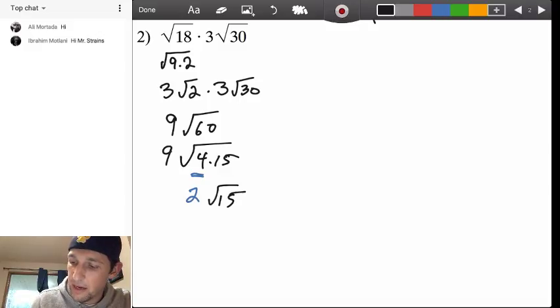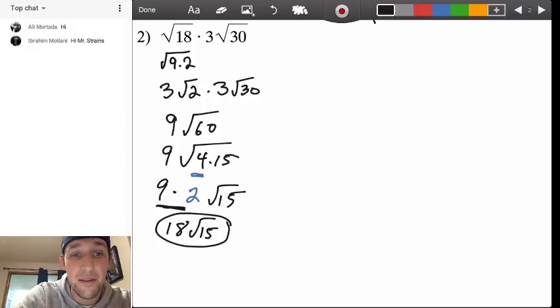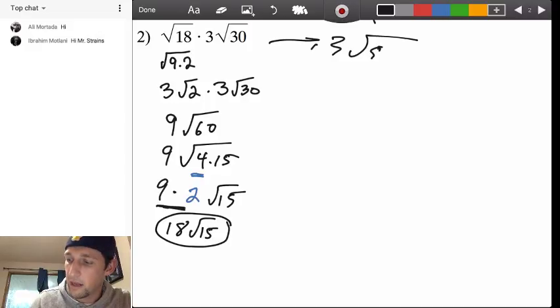But I've still got my 9 on the outside. I'll combine those and make it 18 root 15. Okay, guys, there were a couple different paths to a right answer there. You could have simply multiplied 18 and 30 right off the bat and gotten 540. So you could have done that. You could have said, okay, 3 root 540, and then gone from there.